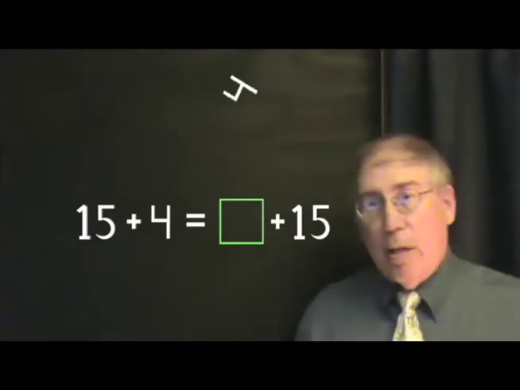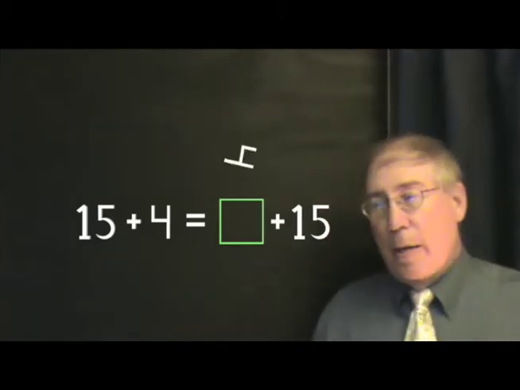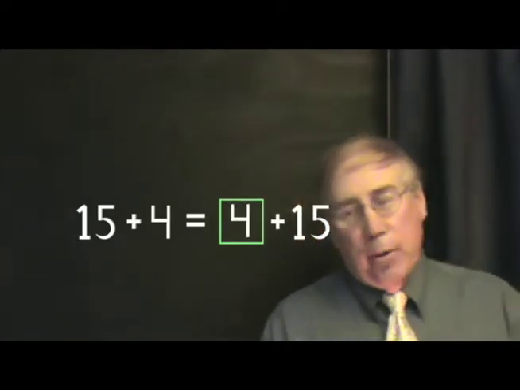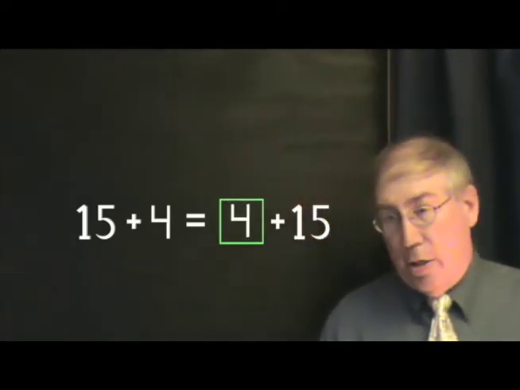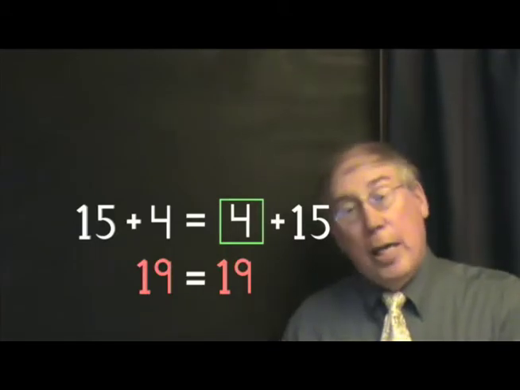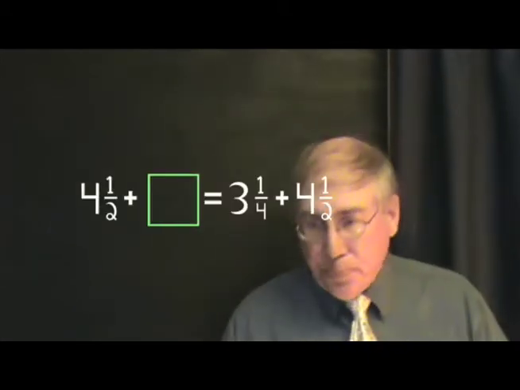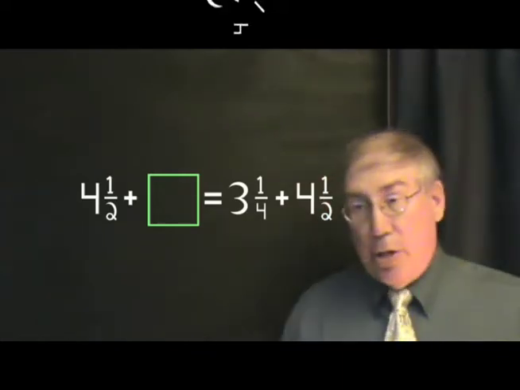Now here we're going to be a little dramatic here and drop a number into the little green box. This is an example of the commutative property of addition. 15 plus 4 equals 4 plus 15. 19 on both sides. This one here we got fractions.